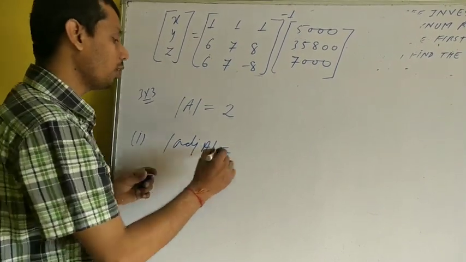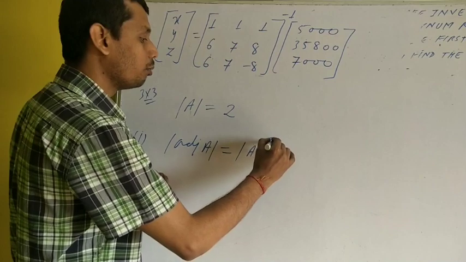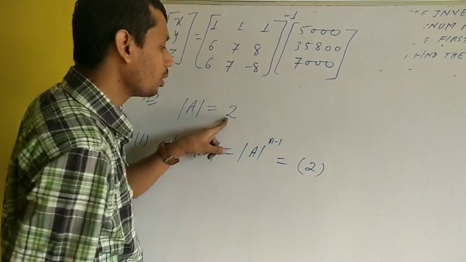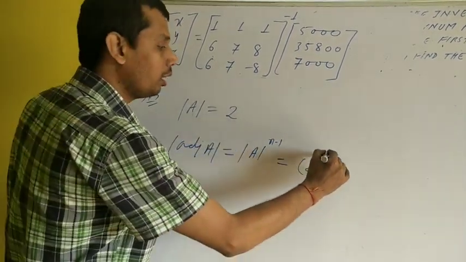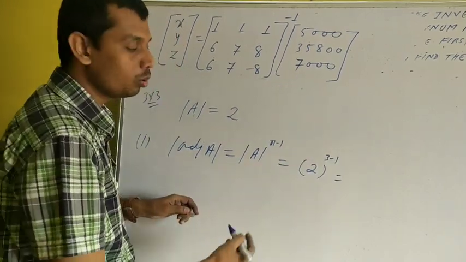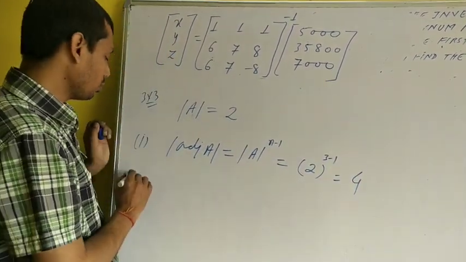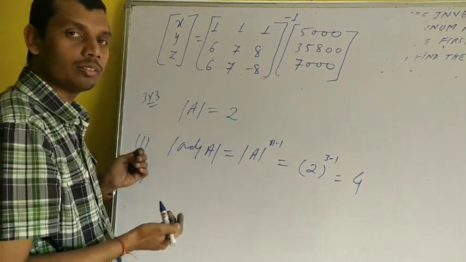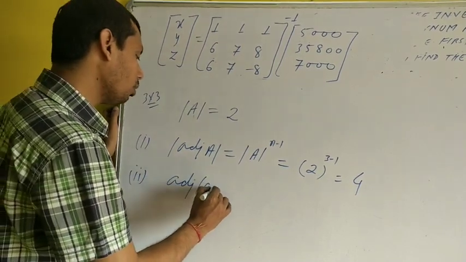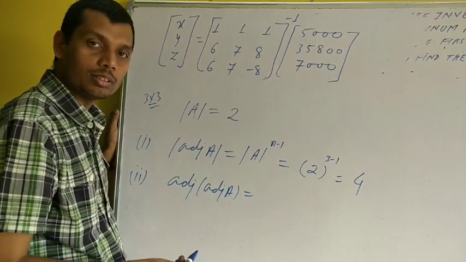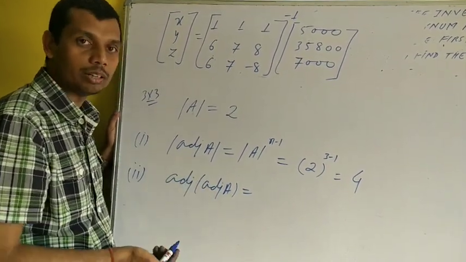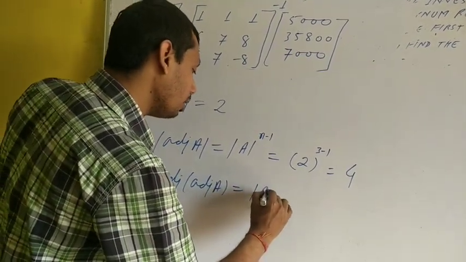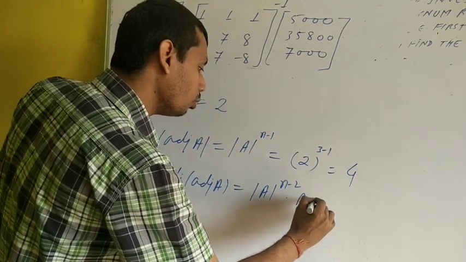So determinant of adjoint A equals determinant A to the power n minus 1, which is 2 to the power n minus 1. N is the order of the matrix, so 3 minus 1 equals 2. 2 to the power 2 equals 4. Suppose the question asks to determine the value of adjoint A, given that determinant A is 2 and A is a 3 cross 3 matrix. As we have discussed in the property, adjoint A equals determinant A to the power n minus 2 into A.